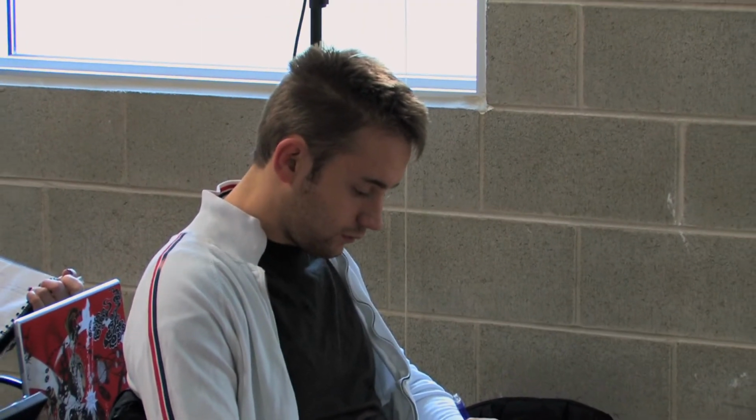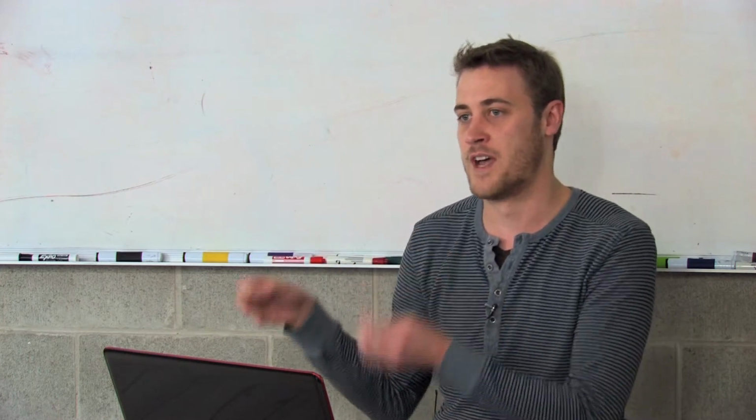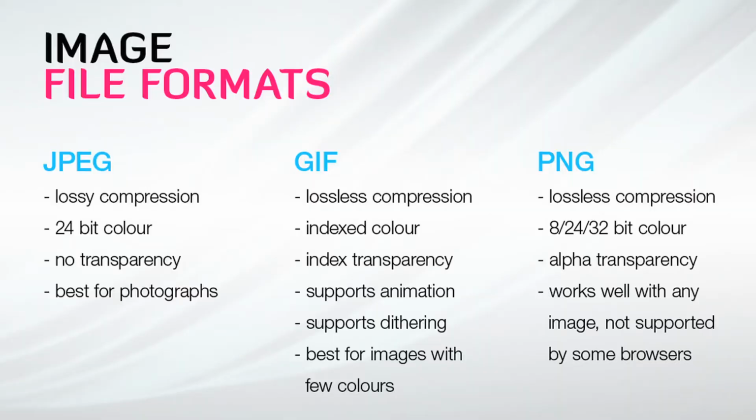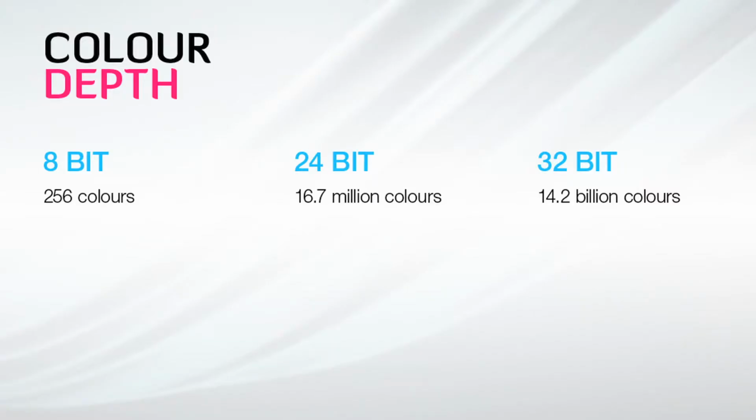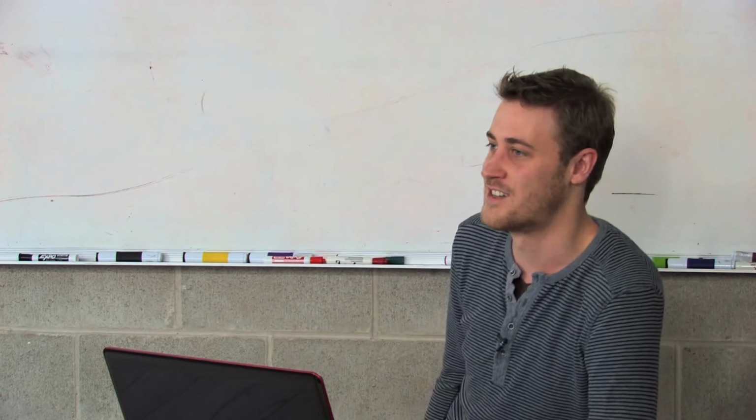So for your company logo, if your logo is just blue or red, then that's the best practical use for a GIF. A PNG is another form of lossless compression. It supports 8, 24, and 32-bit color, and alpha transparency. It works well with any image, but it's not supported by some browsers. So these are the different color depths. 8-bit is 256 colors, 24-bit is 16.7 million, and 32-bit is 14.2 billion colors. Usually you'll just go with 24-bit because the human eye can't really detect that many colors. It can't really tell the difference, so 24-bit is your best bet to go with.